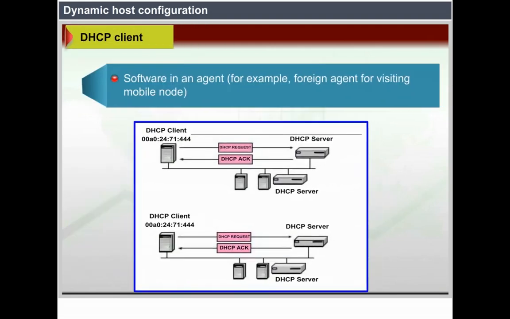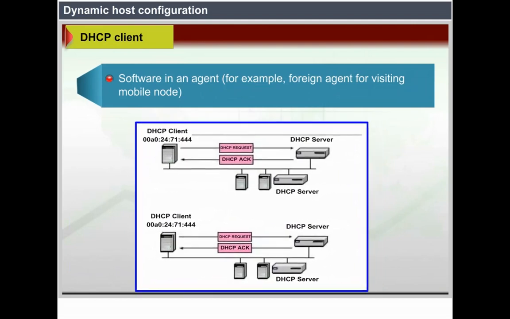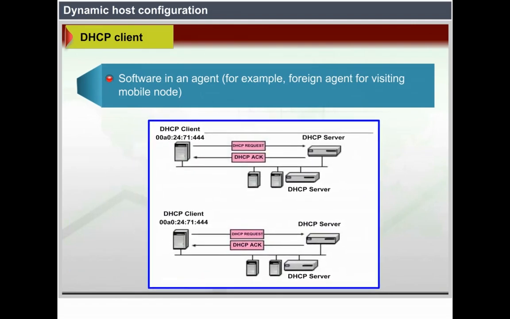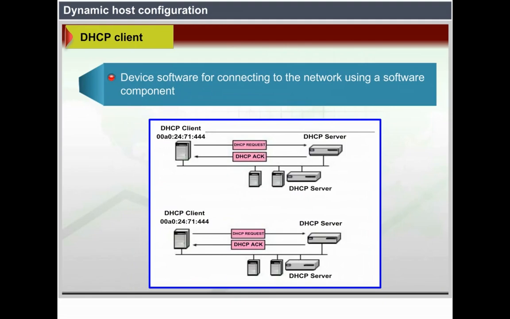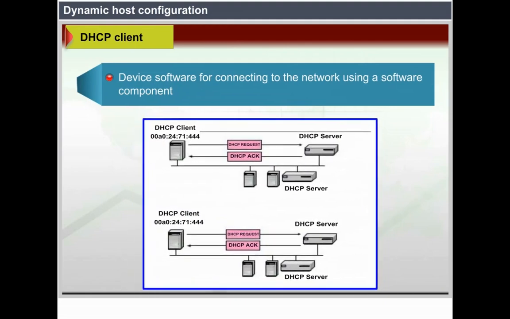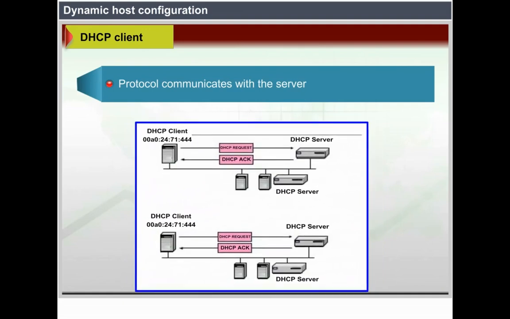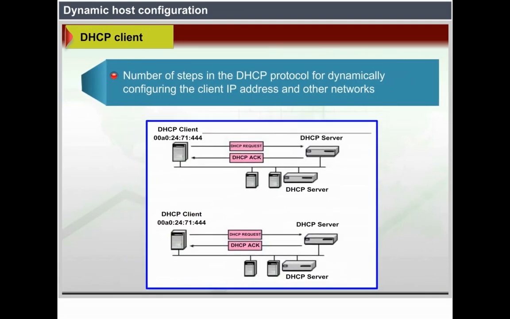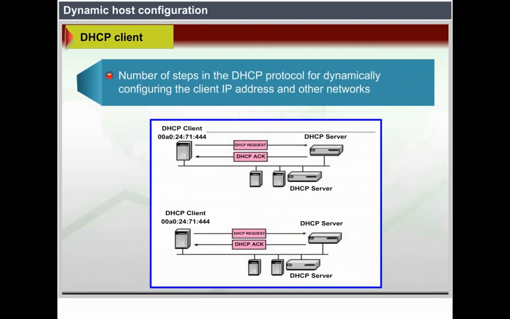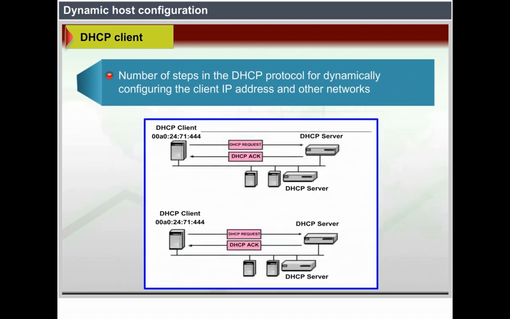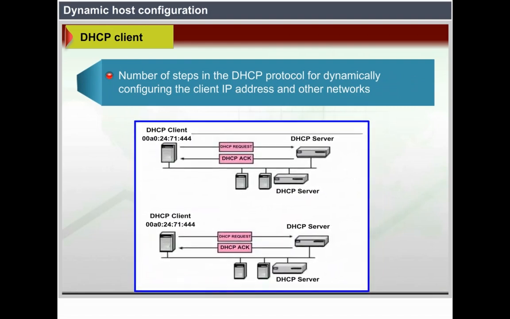DHCP client. Software in an agent, for example, a foreign agent for a visiting mobile node. Device software for connecting to the network using a software component. The protocol communicates with a server. A number of steps in the DHCP protocol are used for dynamically configuring the client IP address and other network parameters.